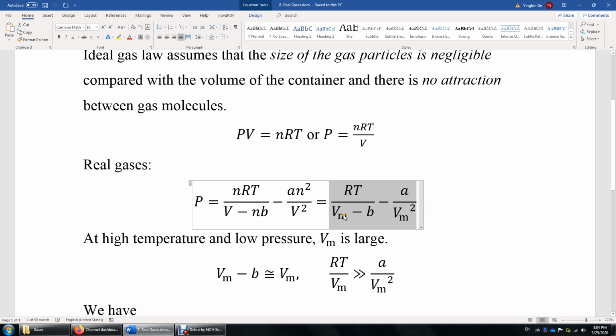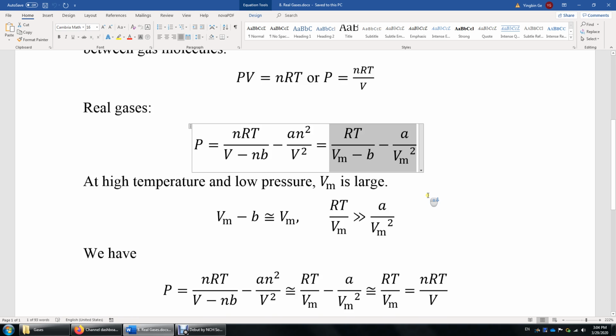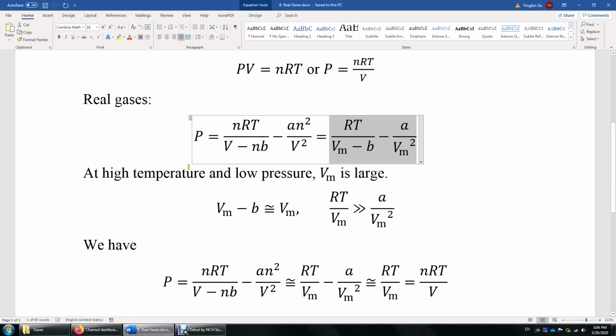Temperature and molar volume are both intensive properties. They do not depend on the amount of the gas. A and B are parameters, and we can simply use this equation to predict the pressure of real gases. One more thing: at a very high temperature and a very low pressure, the molar volume of the gas is very large.